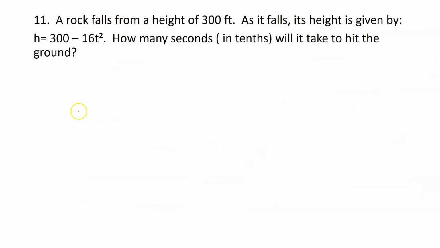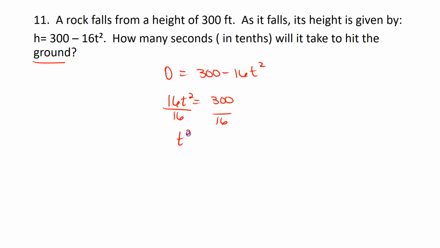Now for number 11, the key word here is ground. Anytime that you want to find when something will hit the ground, you would take that equation, set it equal to 0, because on the ground you're at a height of 0. Move that 16 over, divide by 16. To solve for t, I would square root both sides, and I end up with plus or minus. If you type that in your calculator, you end up with 4.3. Since time cannot be negative, your answer is just 4.3 seconds.